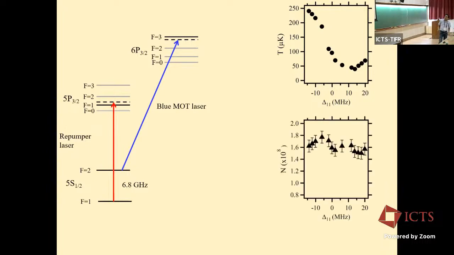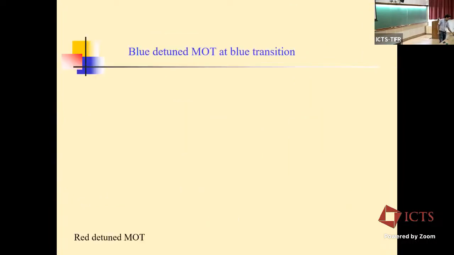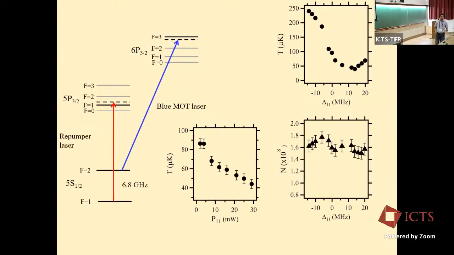And again, here is the power versus temperature. You are thinking that again we can get lower, but we don't have enough power. But we took more data here to see whether it is saturating or not. And it's kind of saturating. Okay, so what is the take-home message? That blue detuned cooling is working for both type 1 and type 2. That is our conclusion.